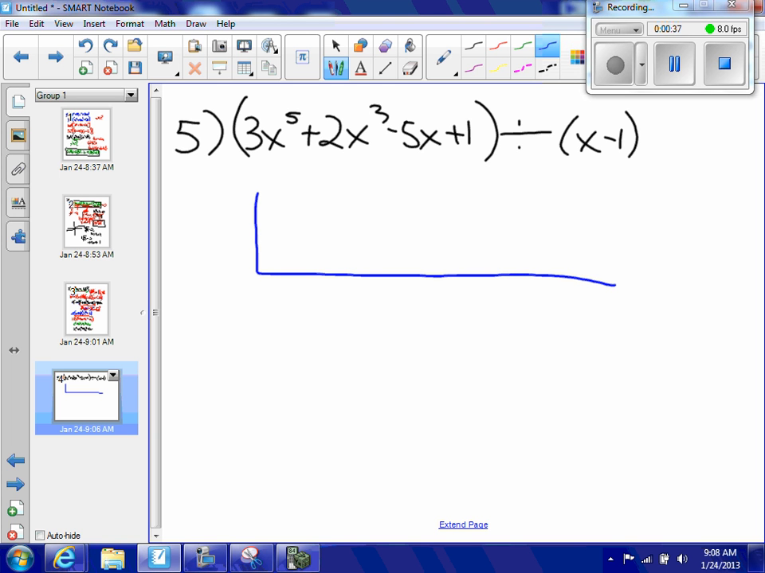So if I'm going to use synthetic division, the first thing I need to know is what my divisor is going to be. My divisor is going to be the x value that is going to make this 0. So I'm going to divide by 1.